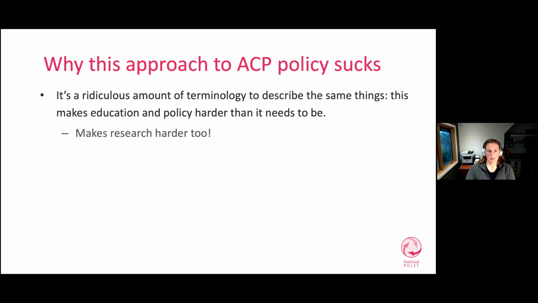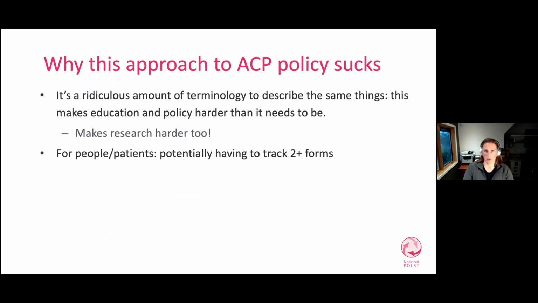We've already talked about the ridiculous amount of terminology that is describing the same things. And that makes education and policy a lot harder than it needs to be. It also makes research harder because it's very hard to compare apples to apples when you're using different forms and different terminology. This all kind of worked when we were not really a mobile society. Back when the country was founded, people didn't really travel as much as they do today. But today, people are traveling on vacations pretty easily between states. They're driving their car. They might live in a different state for half the year. They might be staying in different places around the country, or we have a lot more border cities and towns that go over two or more states.